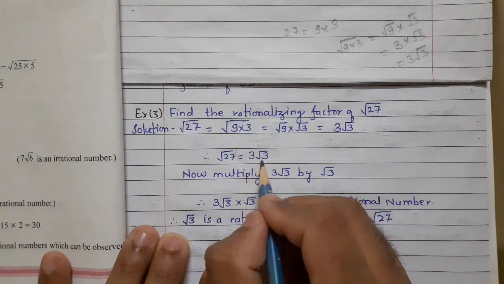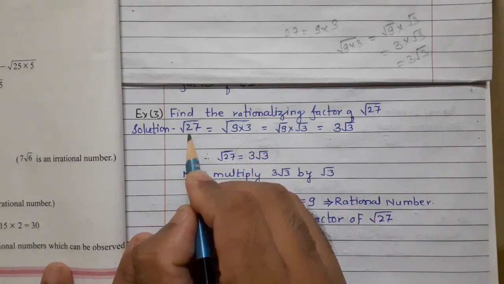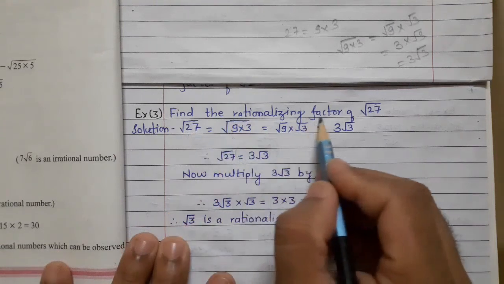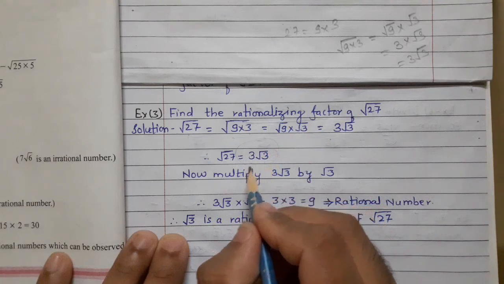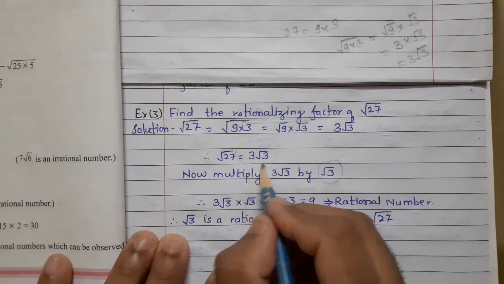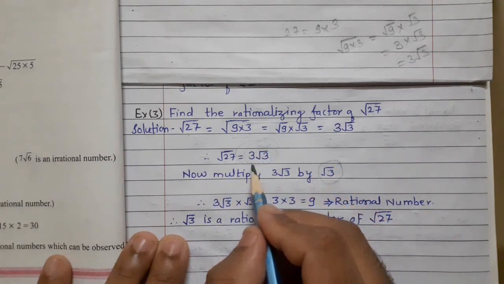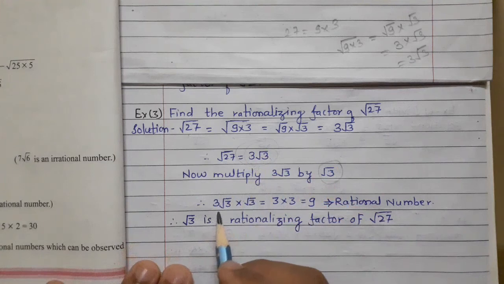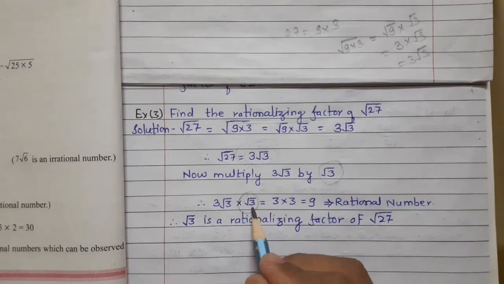3 multiplied by root 3 is the simplest form of under root 27. Now here we have to find the rationalizing factor. So multiply by root 3 to this 3 multiplied by root 3. Then we have 3 multiplied by root 3 multiplied by root 3.